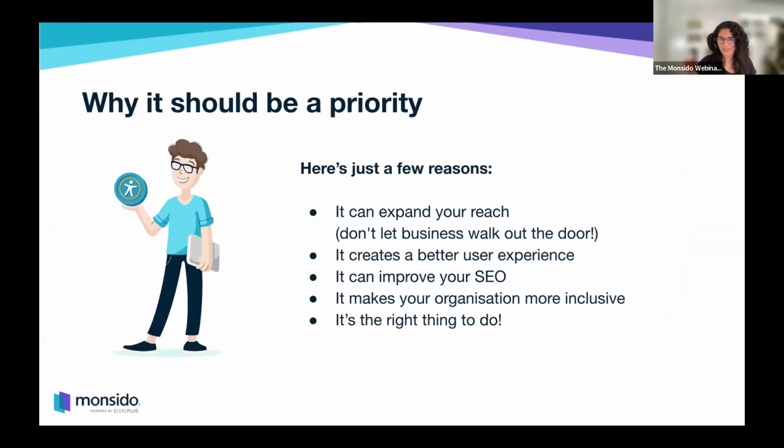And of course, why it should be a priority. And this is just a few reasons, of course. It can expand our reach. We want to make sure that you're reaching a wider target of your audience to come to your website and have a better user experience so that they can actually access the content, understand the content, whether it's a financial website and they need to understand their needs and such around that, or if it's a retail website and they need to navigate the website to understand what they need to buy. It creates a better user experience, it can improve your SEO, and of course, it makes your organization much more inclusive as well.